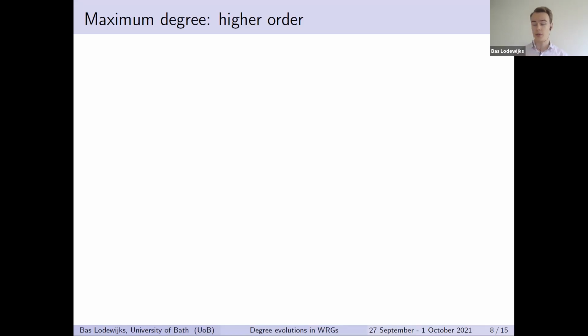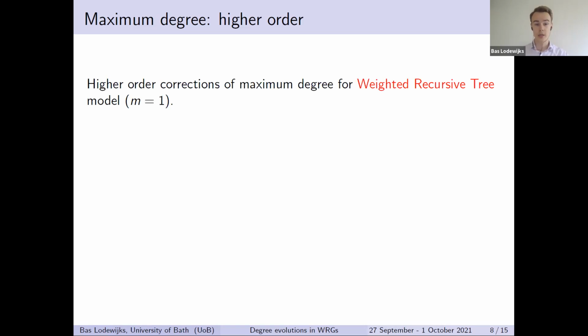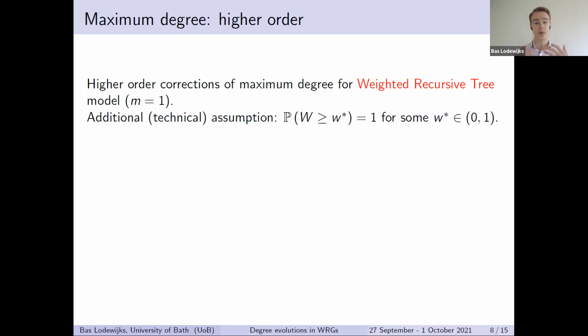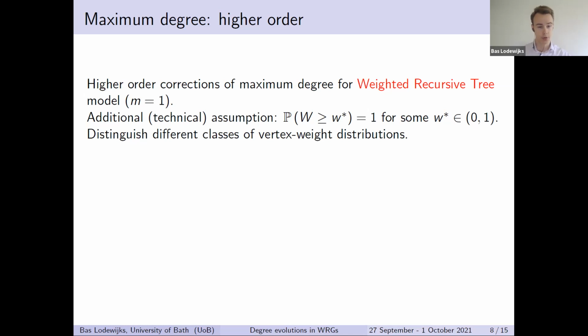And the results that I will present now, we can only obtain for the weighted recursive tree model when m is equal to 1. And we also need an additional technical assumption, which is that the weights are bounded away from 0. This is a technical assumption because we think that this assumption can be either weakened or removed completely with more careful analysis. When we consider the higher order degree, we can distinguish different classes of vertex weight distributions.